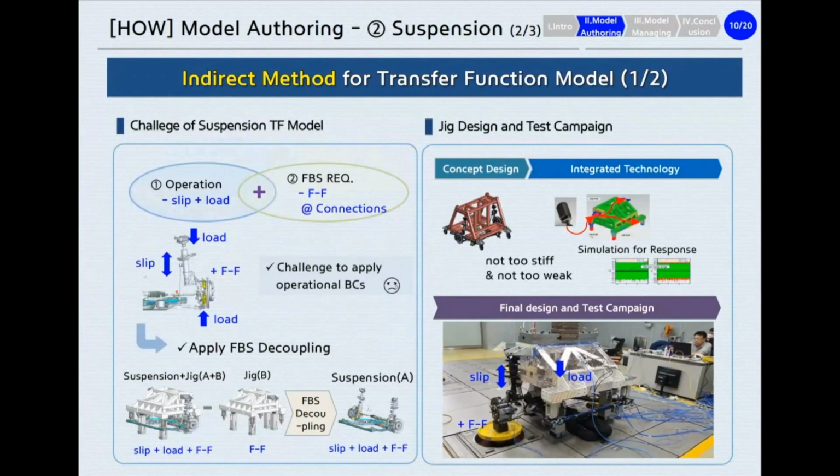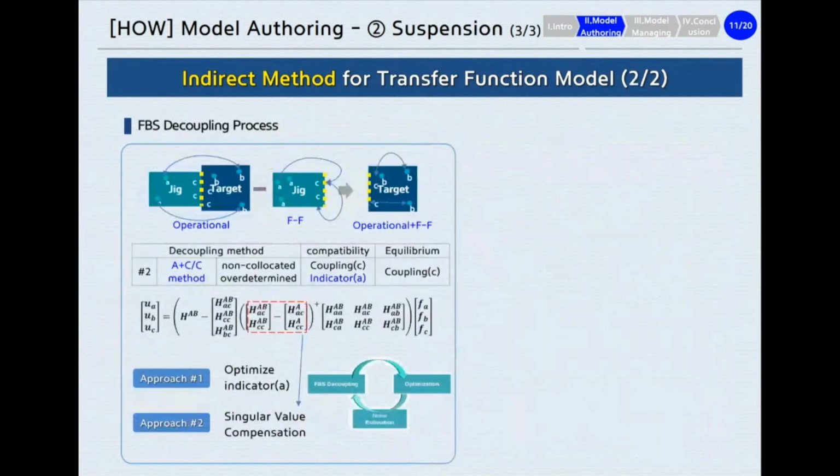Then the suspension was coupled with the test jig and placed on the four-poster to make the suspension slip. From the test campaign, the required FRFs were measured. We measured more than 30,000 FRFs. As the suspension system contained a large number of connection points, we applied an extended FBS decoupling approach to ensure a more accurate model, which used additional information, so-called indicators, with the information at the coupling points.